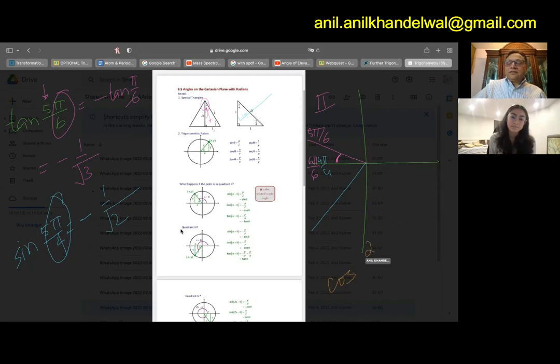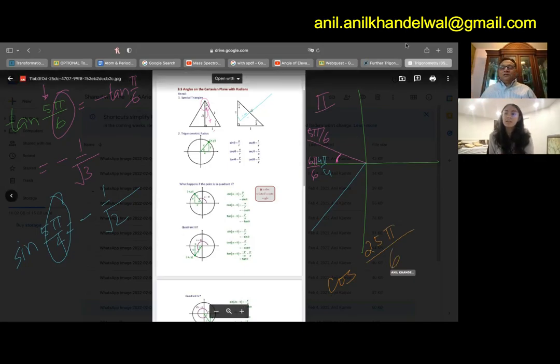Let's write cos 25 pi by 6. Tell me now, which quadrant are you in? Pi is 6 pi by 6, so count like this: it's multiples of 6 only. 6, 12, 18. So this is 12, this is 24, and 25 will be here. Done.